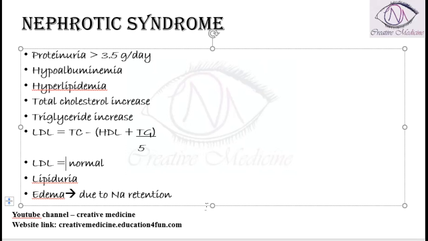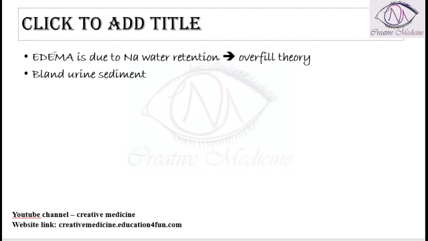Edema is seen. Edema is mainly seen due to sodium retention. So these are the main features of nephrotic syndrome. Edema in nephrotic syndrome is due to sodium and water retention, which is called the overfill theory. Bland urinary sediment is also seen in nephrotic syndrome.